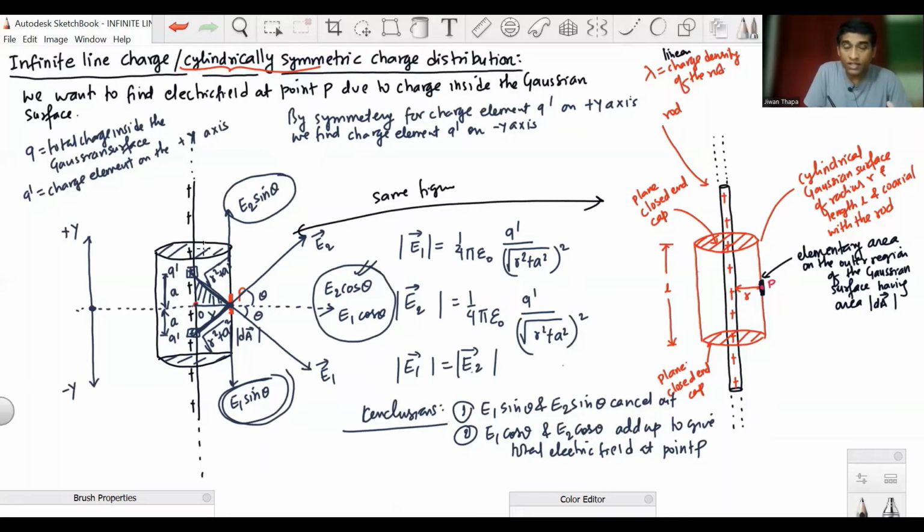So directly looking into this figure, we can tell that there is no flux passing through the end cap, because the component parallel to the curved surface cancels out, whereas the radial components add to give total electric field. So we use this concept in this figure. We are going to find the resultant electric field at point P due to charge inside the Gaussian surface. Clear?